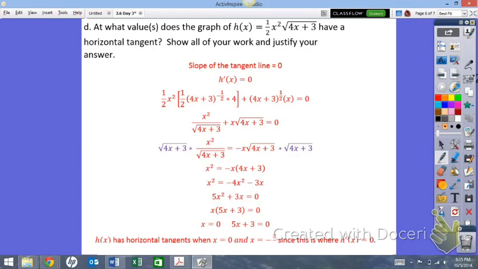So we want to justify our answer, so we'll write a nice sentence that h of x has horizontal tangents when x equals 0 and x equals negative 3/5, since this is where h prime of x equals 0.